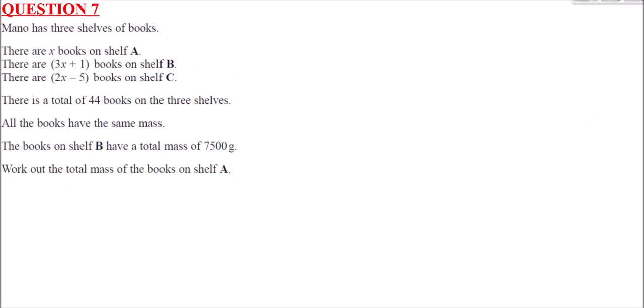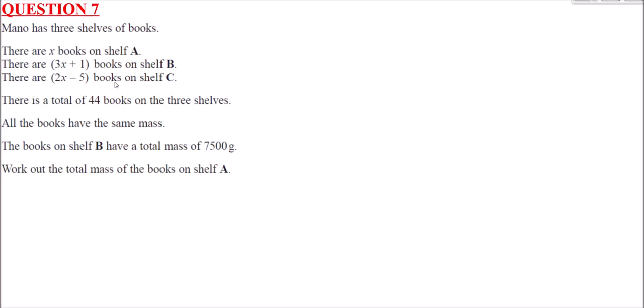Question 7. Mano has 3 shelves of books. There are x books on shelf A, 3x plus 1 on B, and 2x minus 5 books on shelf C. There's a total of 44 books altogether on the 3 shelves. All the books have the same mass. The books on shelf B have a total mass of 7,500 grams. Work out the total mass of the books on shelf A.